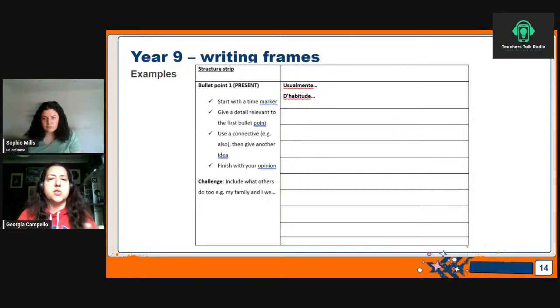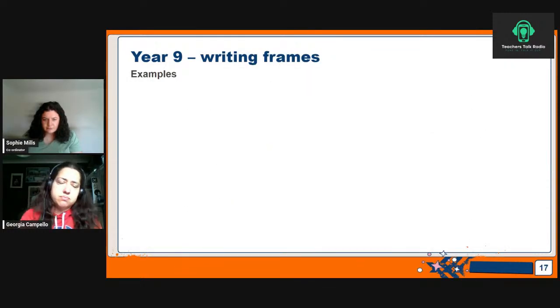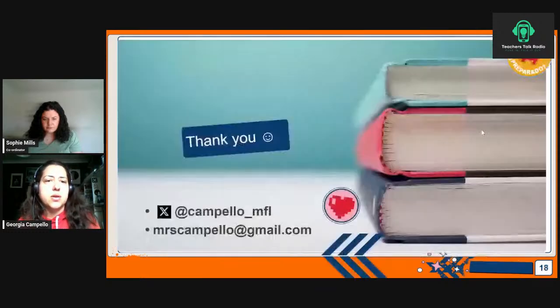And I think this is quite a good way to help them but not give them the answer. So you have it in English there, you know, start with a time marker, and then you might give them the time marker to get them started, but then remind them, give detail about this, use a connective, finish with an opinion, etc. And then you always have a little challenge there, if you have different tiers, different abilities in your room. And then you've got one for your present tense, and then you have one for your past, the opinion, your past tense, your future tense. And obviously, we always encourage them to add opinions for all of them, but I think it's a nice way to structure it to support students for their writing task.